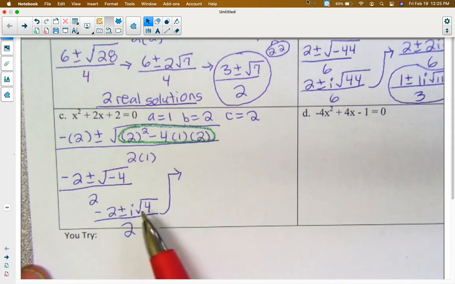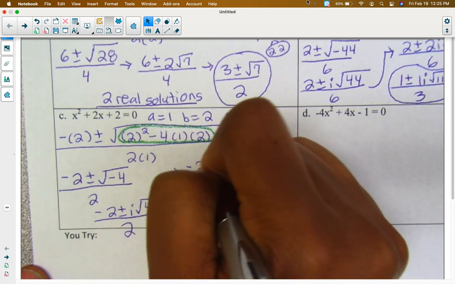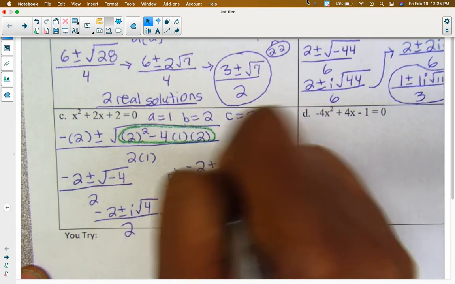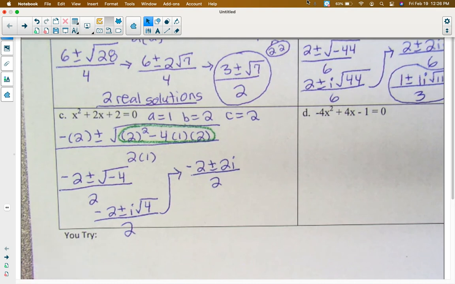Okay. The square root of 4 is a perfect square number, so that's going to give me 2. So now I have negative 2 plus or minus 2i divided by 2. And as we can see, everything is divisible by 2. It's just a coincidence that everything is divisible by 2 with these first 3 problems that we've done. They could all be divisible by 3, or they could all be divisible by 5, or we possibly can't even break it down at all. So it just depends on the numbers.